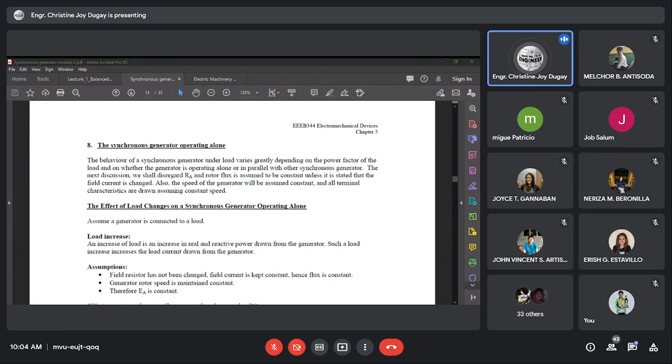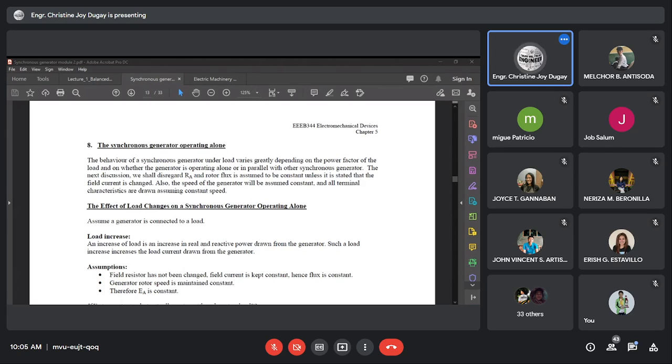For example, you are supplying power to 3 houses. Before, you were only supplying 2 houses. Now your cousin arrives and connects to you, so you need to add more power. So with the increase of the power drawn from the generator, there is also an increase of the load current.